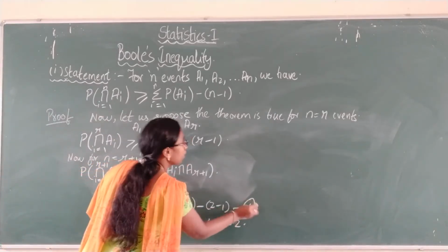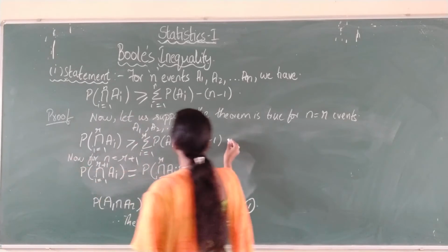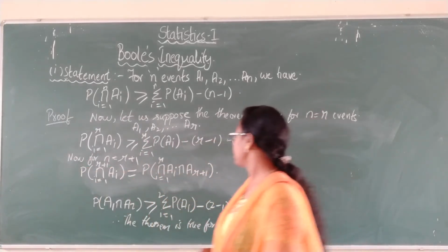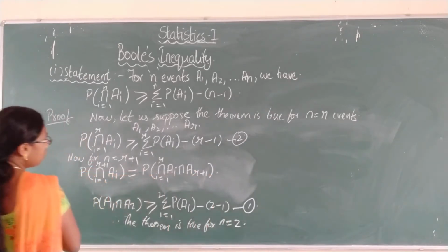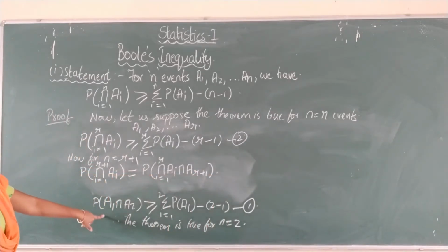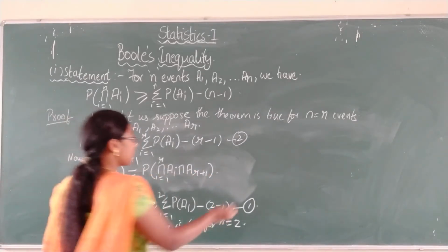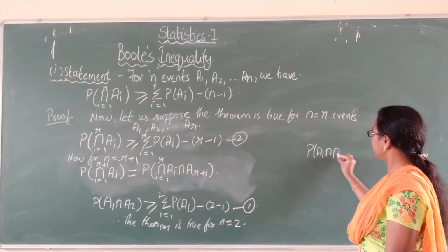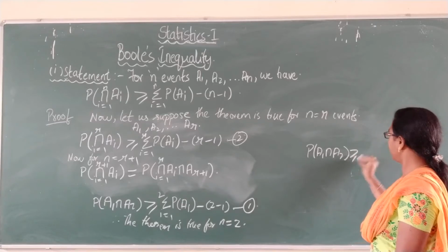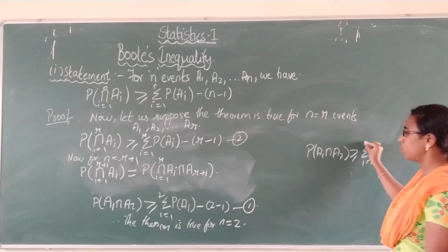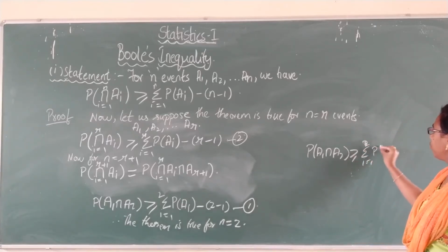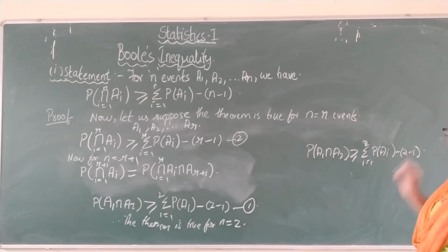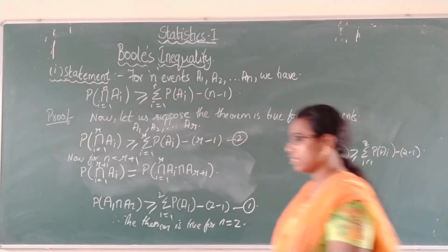equation 1, and this value as equation 2. By using these two equations we are going to solve now. So remember this equation; write it down here. Since P of A1 intersection A2 is greater than or equal to summation i equals 1 to 2 of P of Ai minus 2 minus 1. We will be using this equation now.